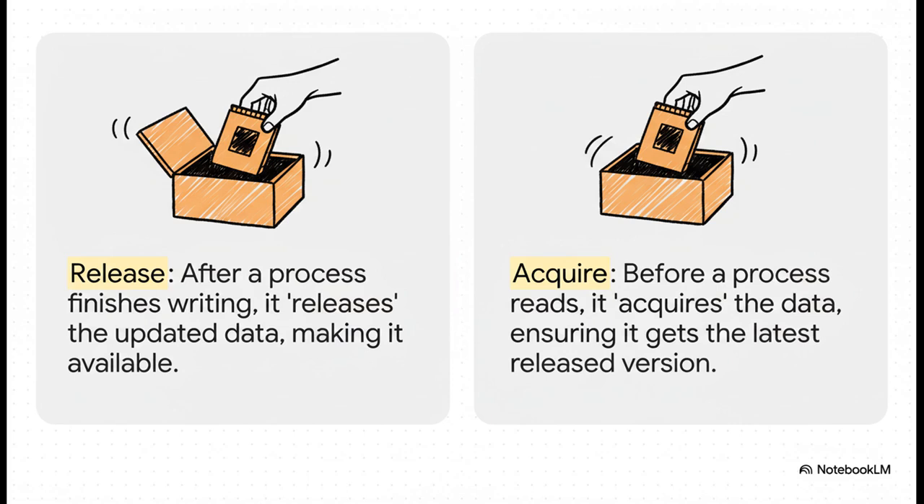We can be way more precise using a pair of actions, release and acquire. Here's an easy way to think about it. You're writing in a library book. When you're done, you release it back to the shelf for others. Then, when someone else wants to read it, they acquire it, which guarantees they're getting the version you just finished with.